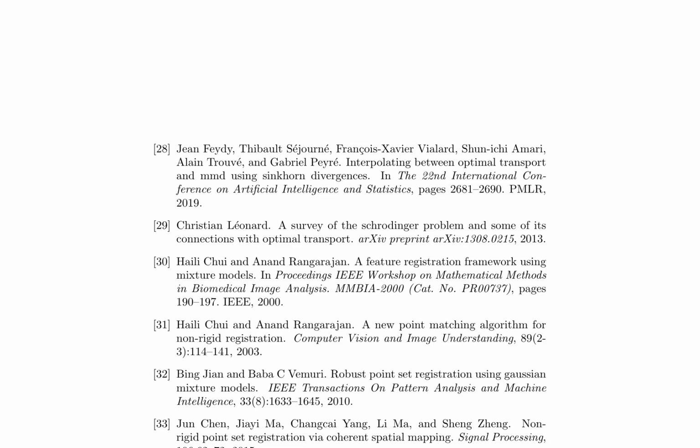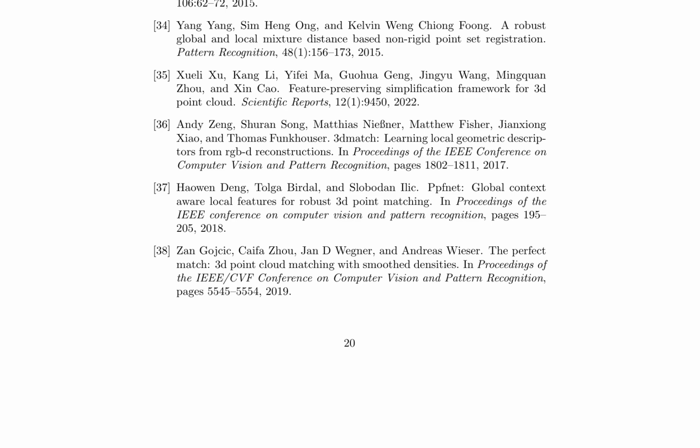For non-rigid registration, the authors cite several studies that have developed different approaches, such as Haili Chui and Anand Rangarajan's feature registration framework using mixture models, Bing Jian and Baba Vemuri's robust point set registration method based on Gaussian mixture models, and Jun Chen et al.'s non-rigid point set registration via coherent spatial mapping. Furthermore, Yang et al.'s robust global and local mixture distance-based non-rigid point set registration is also discussed.